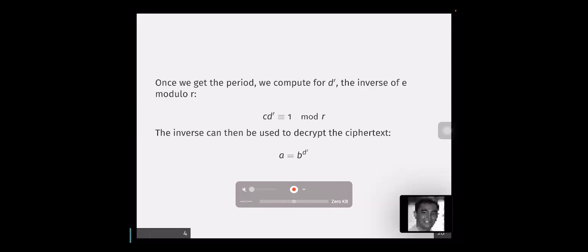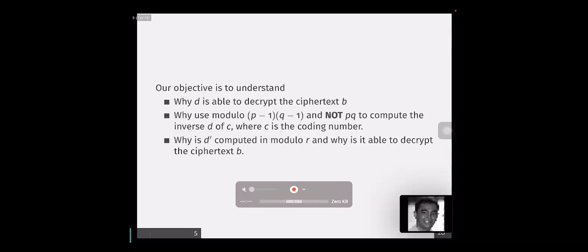Okay, so C is the exponent that you use to encrypt something. You get the inverse of that modulo R, which we signify as D prime. Once you are able to find D prime, what you can do is just raise B, which is your ciphertext, the encrypted text, to the power D prime, and you get your A back.